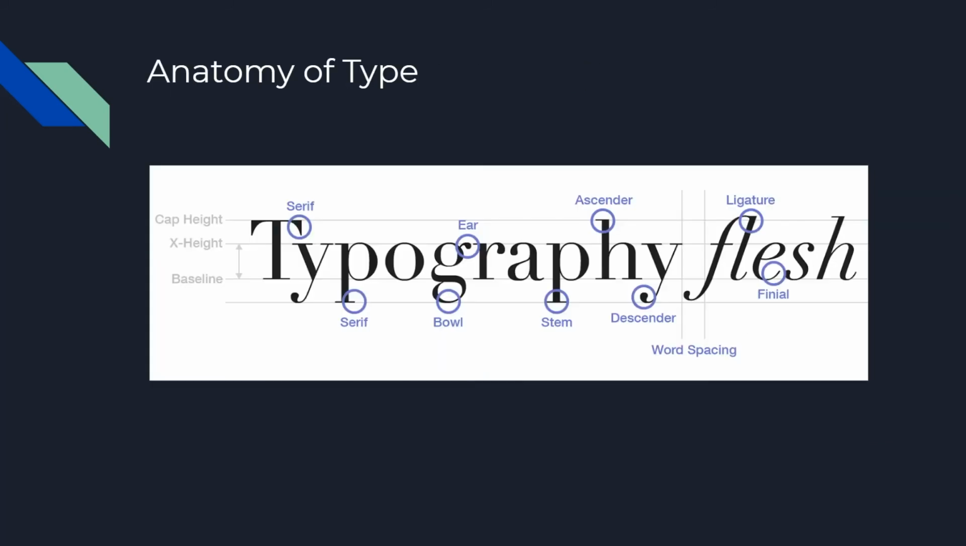So continuing, we have the anatomy of the text. So we have things like the serif right here, and the bowl, and the ear of your text, and the stem. We have ascender, descender. We have word spacing, and ligature, and the finial as well. And we have the cap height, the X height, and we have the baseline.